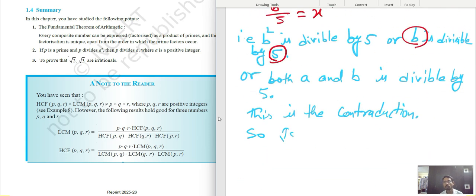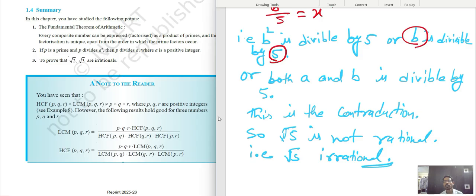So root 5 is not rational. That is, the real numbers have two parts: one is rational, another is irrational. Root 5 is irrational. Okay, the number may change, but the process remains the same.